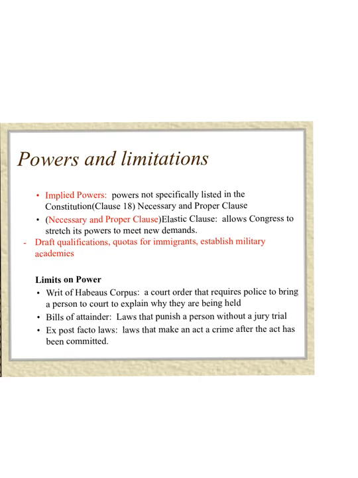Draft qualifications, quotas for immigrants, establishing military academies are some examples of implied powers. Limits on congressional powers. Writ of habeas corpus, bills of attainder, ex post facto laws are some examples of things that limit the power of Congress.